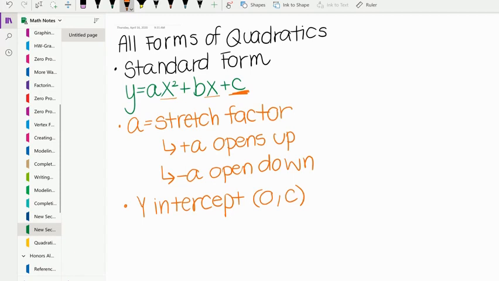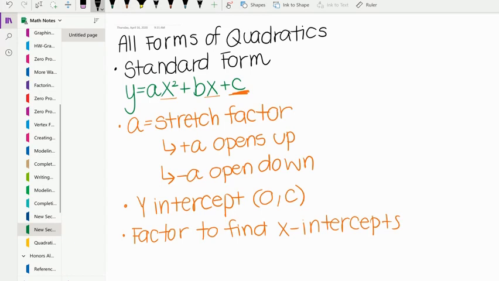Now, if I wanted to change standard form into factored form, I would simply just factor it. So I will say you could factor to find x-intercepts. All right, so that's kind of everything for standard form, just as a reminder.